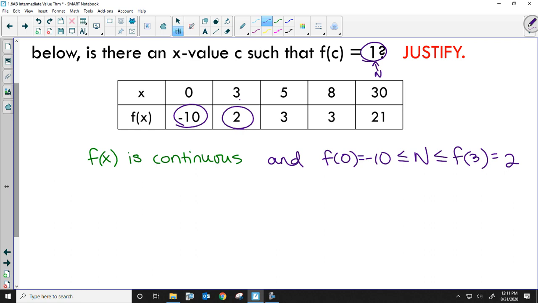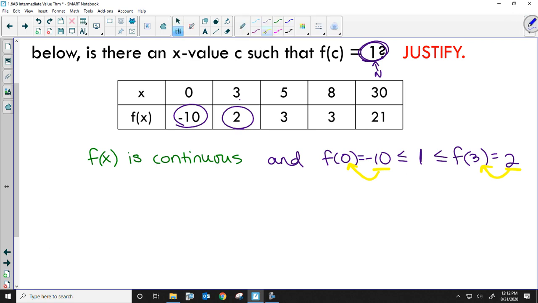Oh wait, I'm so sorry. You should not have n in your inequality. You should have the number 1. I apologize. Right, so I'm showing that this output of 1 is in between these other 2 outputs. But you must show where those other 2 outputs came from. Okay?